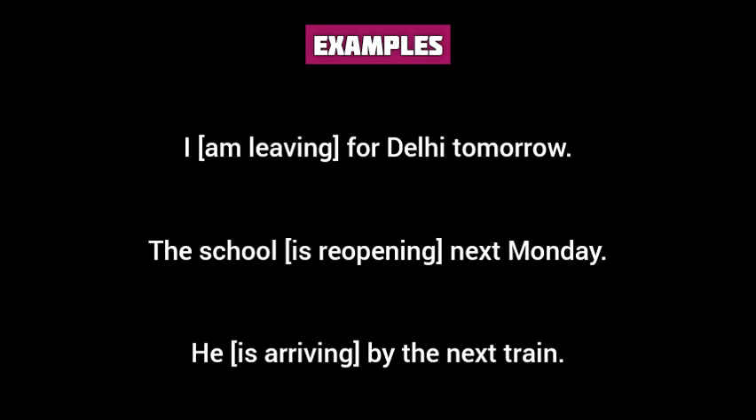And then he is arriving by the next train. We know about his pre-scheduled arrival. We know by which train he is going to arrive. We also know that the next train is going to come in a few hours' time in the near future. So here we are using the present continuous tense.